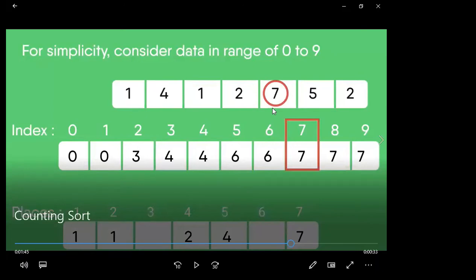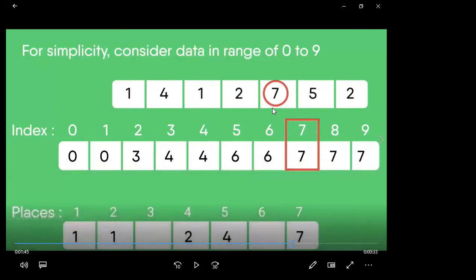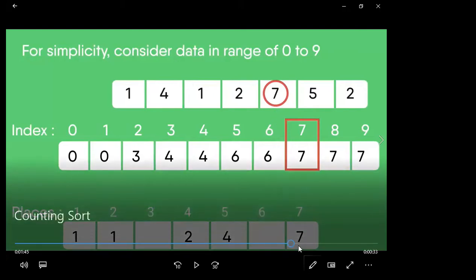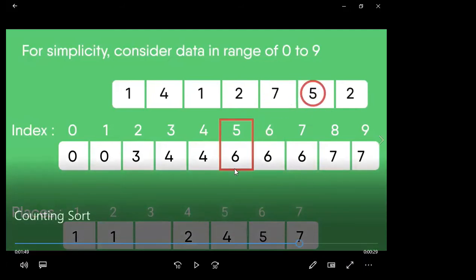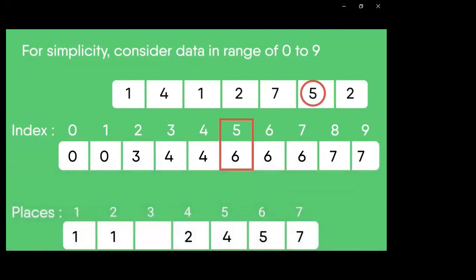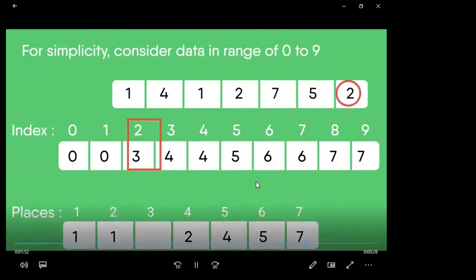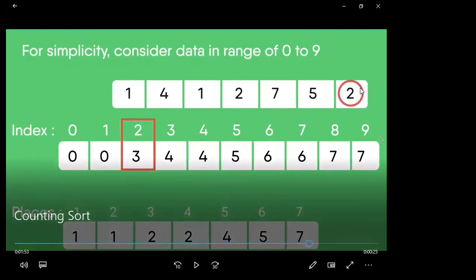Now we have 7, and 7 is at index 7, so we'll put 7 at index 7 and decrease it by 1. Then we have 5. 5 is at index 6, so we'll put 5 at index 6 in the output array and decrease it by 1. And at last we have element 2. We'll go to index 2. There we have element 3, and at index 3 of this output array, we'll place this element 2. We'll decrement it by 1.